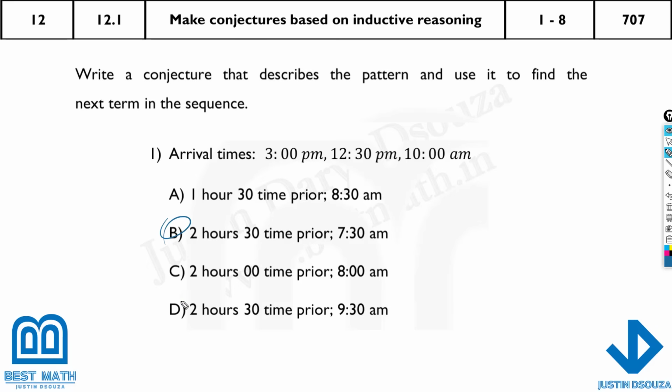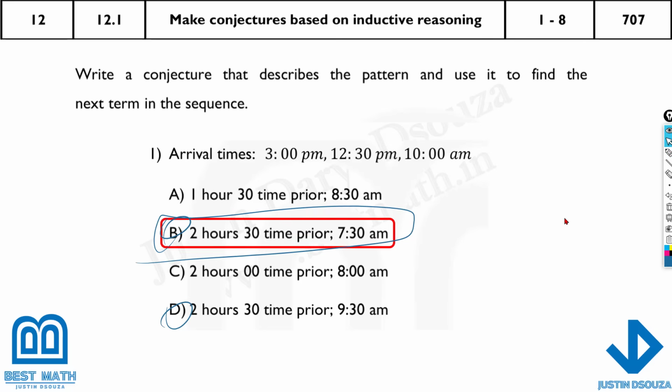So it's either B or D. So let's go 2.5 hours back from 10. It's going to be 9, 8, 7:30 a.m. So it should be option B here. That will be the correct answer. It's a very, very simple topic.